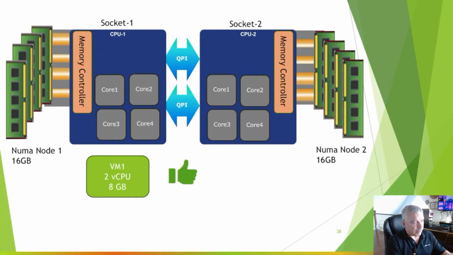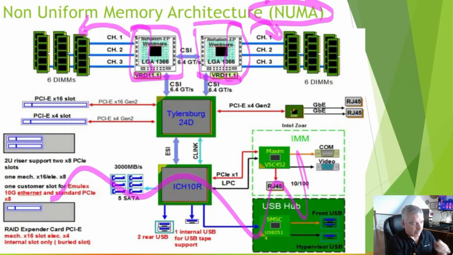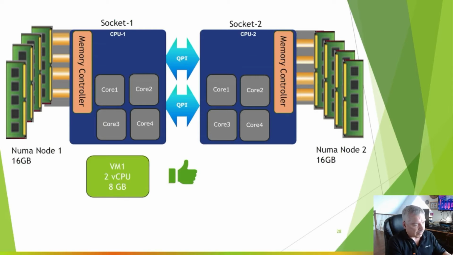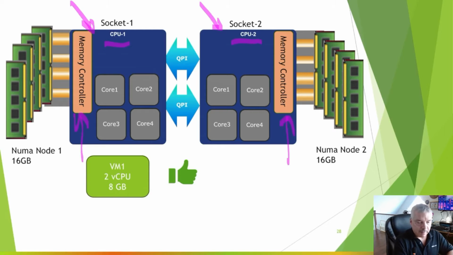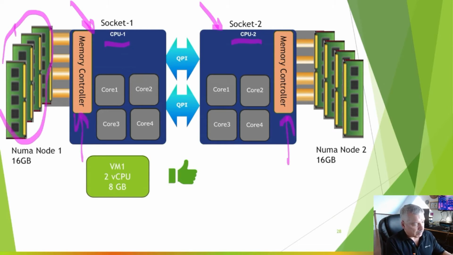All right, so here I've got 2 sockets inside my server, okay? So I've got a chip in one of them and a chip in another. Again, this one CPU here, the second CPU over here. Then you see each CPU has its built-in memory controller. That's right inside the CPU. Then you see the memory is plugged into the memory controller on each CPU.